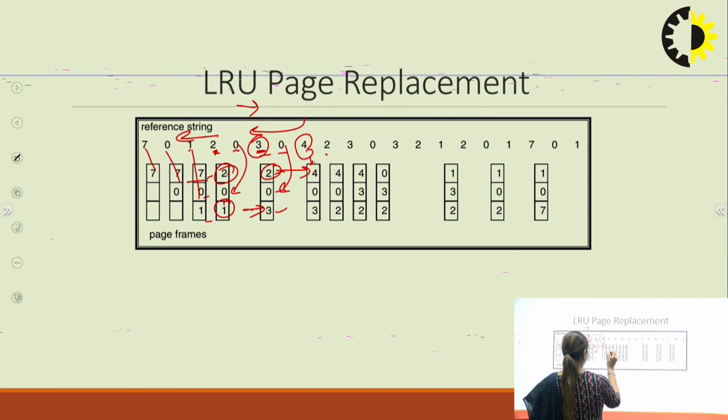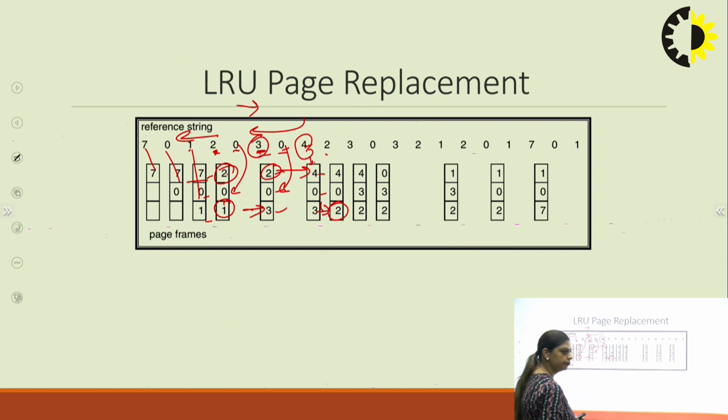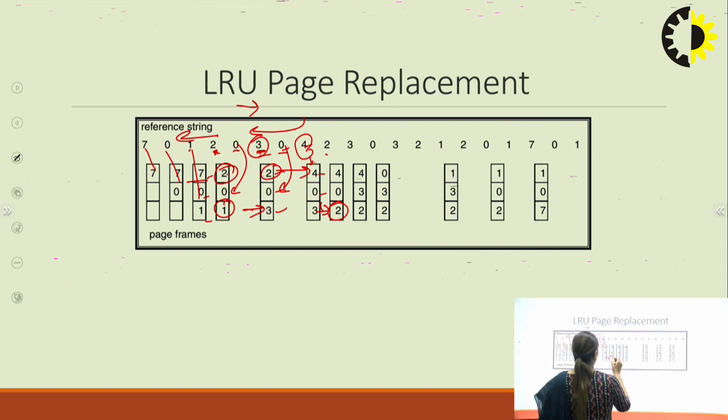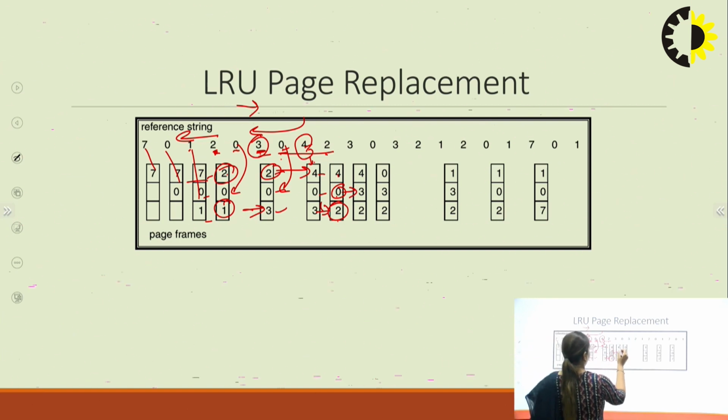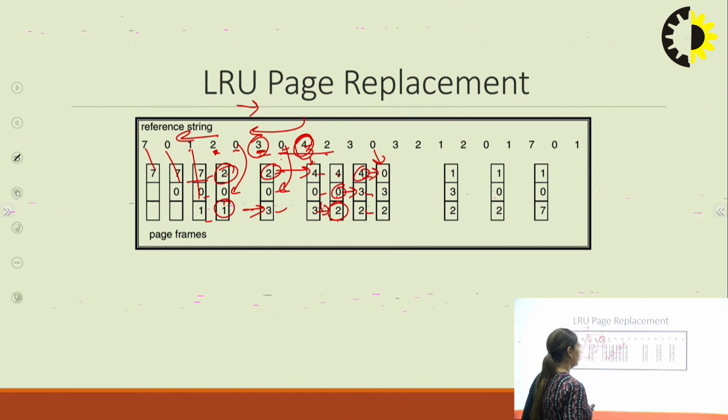2, 4, 0, 3, which is the farthest, 4, 0, 3. 3 is farthest, then 3 is replaced by 2, right? Now 3 has to be inserted. Out of 4, 0, 2, which is farthest, 0. 0 will be replaced by 3, right? Now, again 0 has to be inserted. 4, 3, 2, which is the farthest, 4. 4 will be replaced by 0, right?